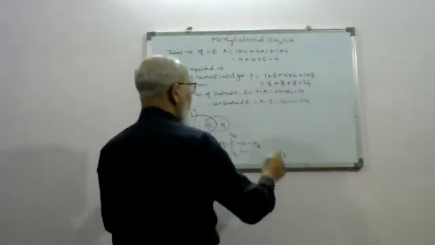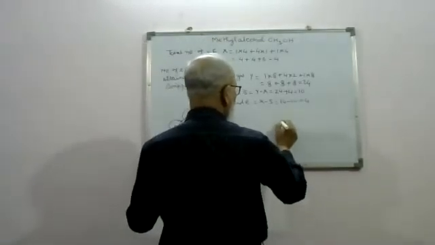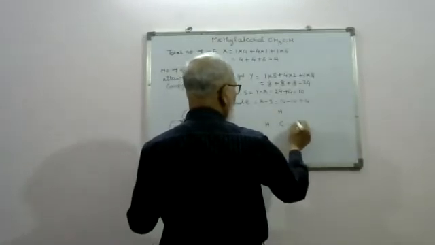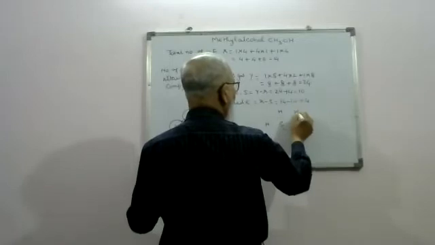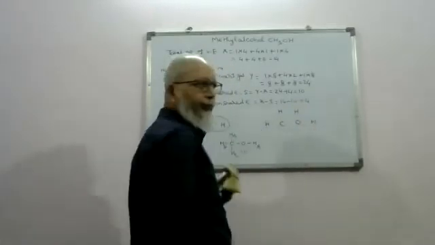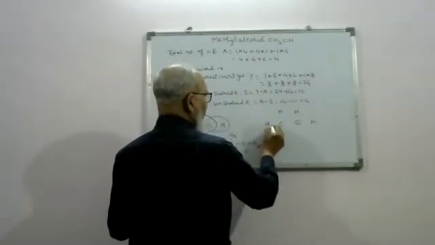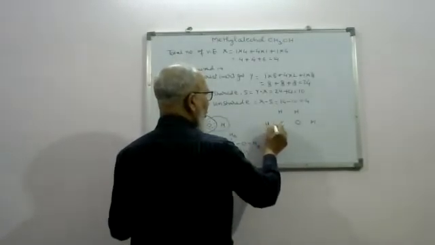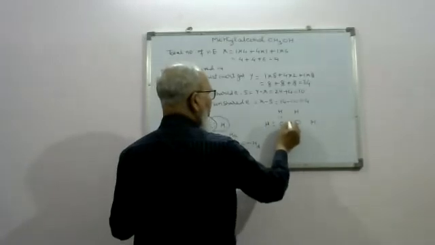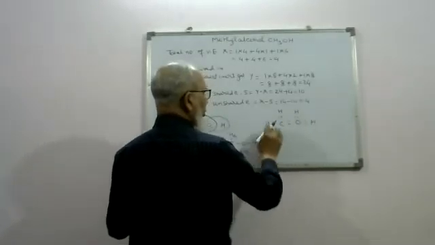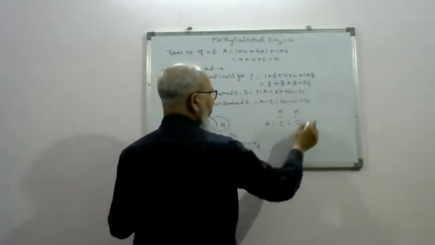Now, another possible Lewis dot structure for this can be C, H, H, O, H, H. So this will be your 2 electrons, 2, 2, 2, 2, 2: 4, 6, 8, 10.